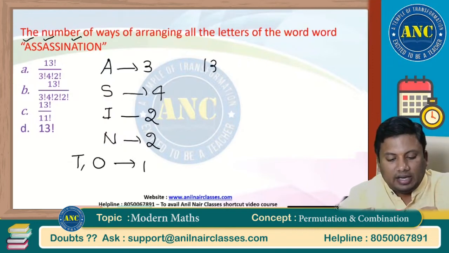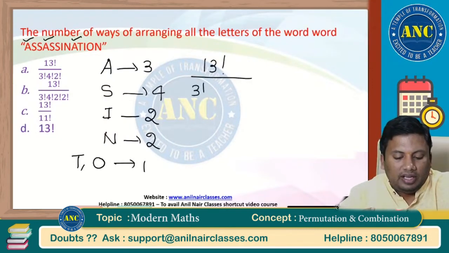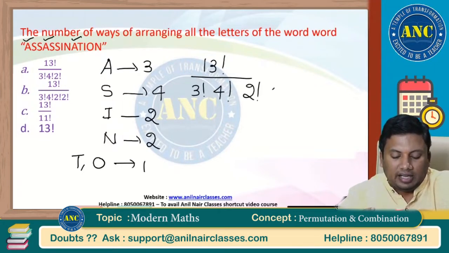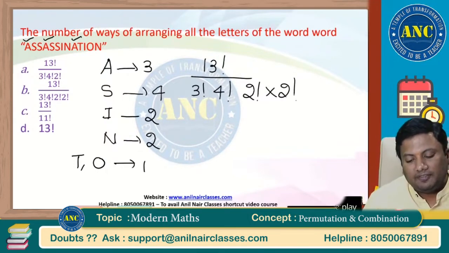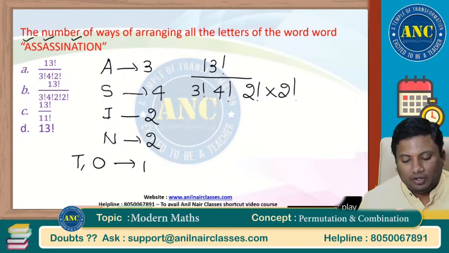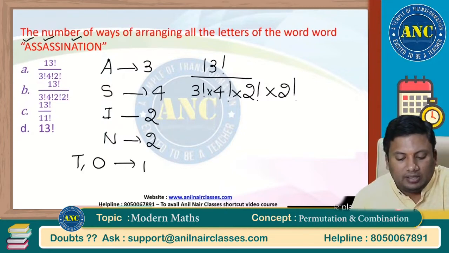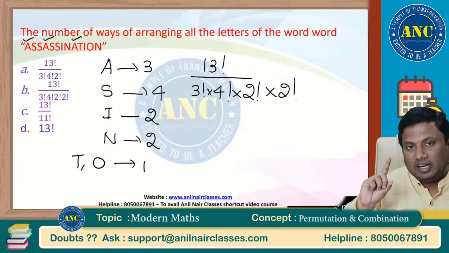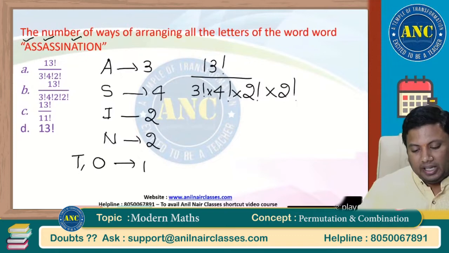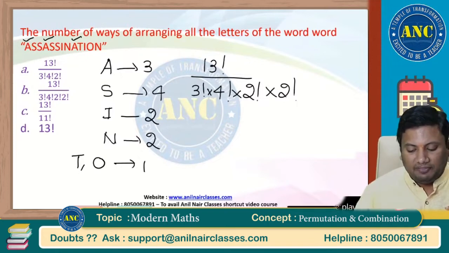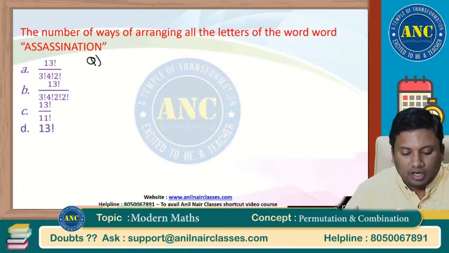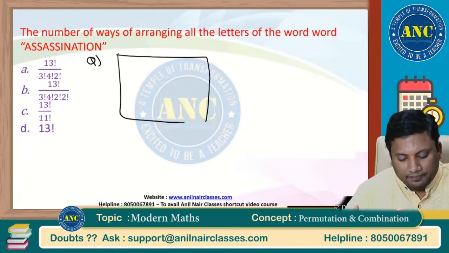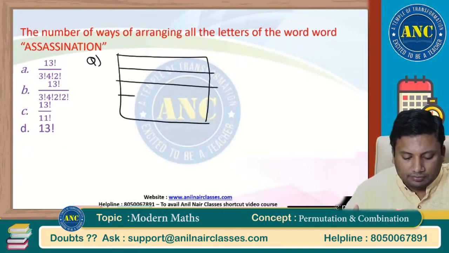So, 13 letters can be arranged in 13 factorial. 3 A's are identical. 4 S's are identical. 2 I's are identical. 2 N's are identical. So, the answer is 13 factorial by 3 factorial, 4 factorial, 2 factorial into 2 factorial. What is important is not these questions, sir. Please listen carefully to the next question. I hope it is clear. Identical means divide by 3 factorial, 4 factorial, 2 factorial and 2 factorial. This is an exam model question. There is a chessboard.